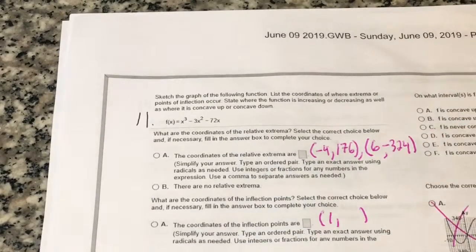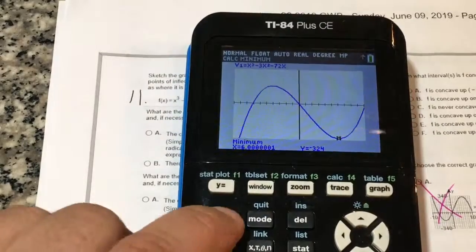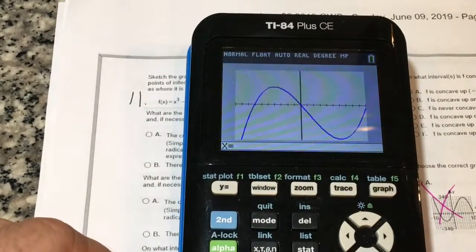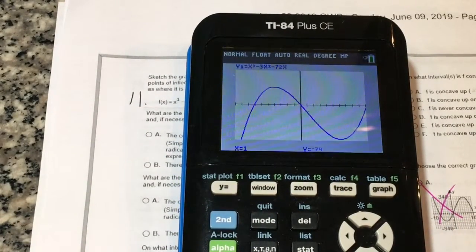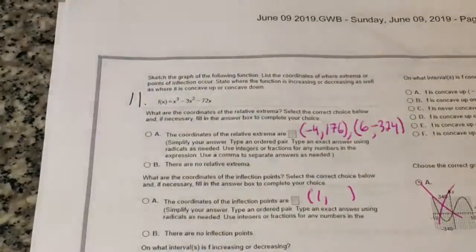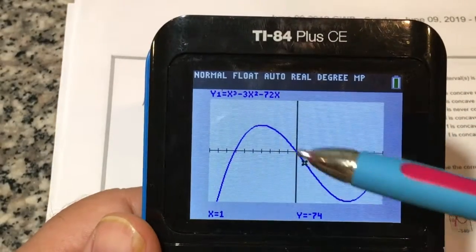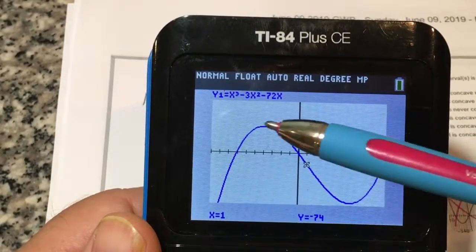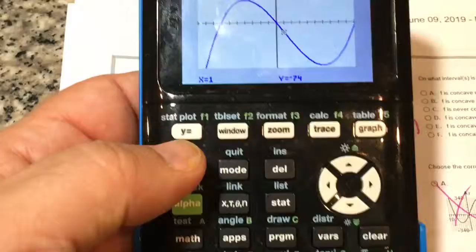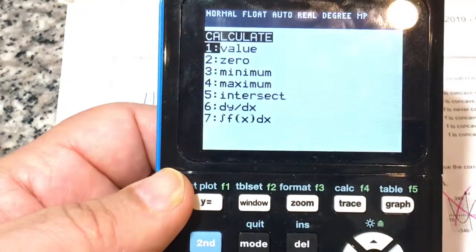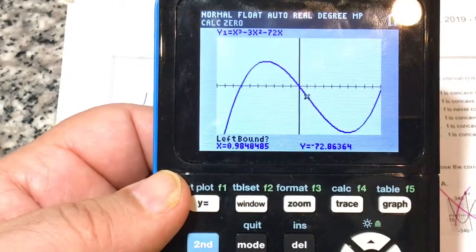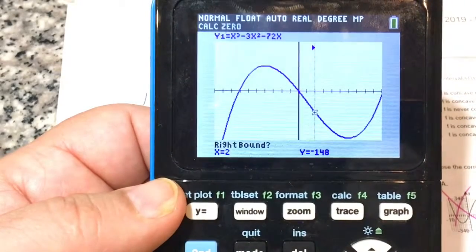Now to find the y value, I hit second, calc, and I go to value. And I plug in x equals 1, what I got from solving for the inflection point. That's going to be 1, -74. And notice that's where it changes from concave down to concave up. It is the halfway distance between there and there, but it's a little bit more accurate to find it using the second calc function. And I can type any value there. It'll tell me what the values are at different places.